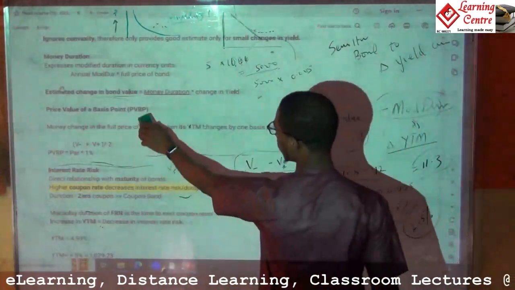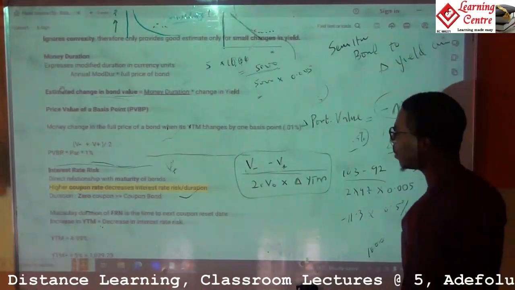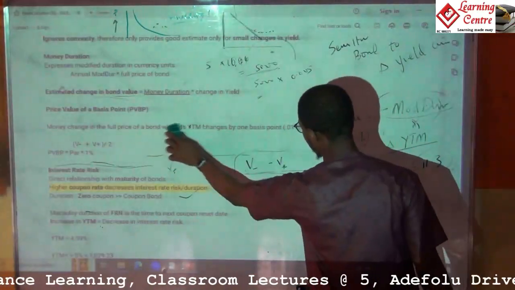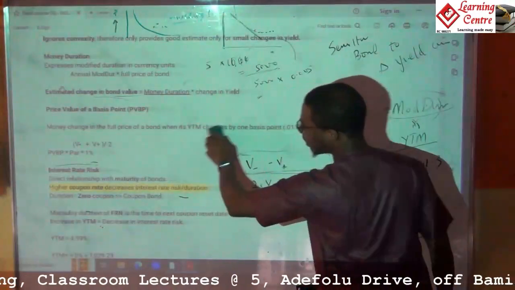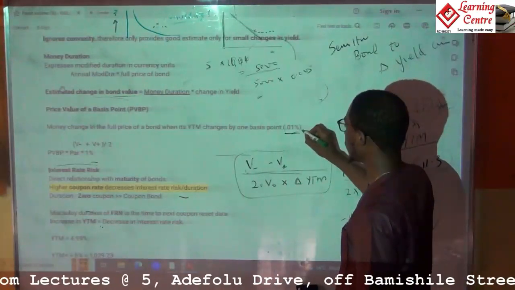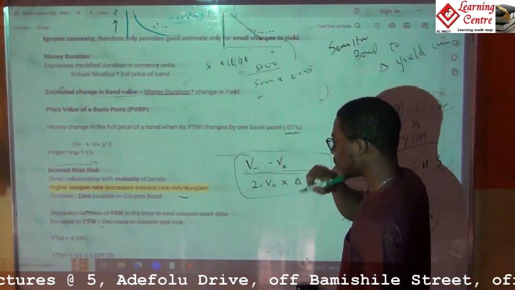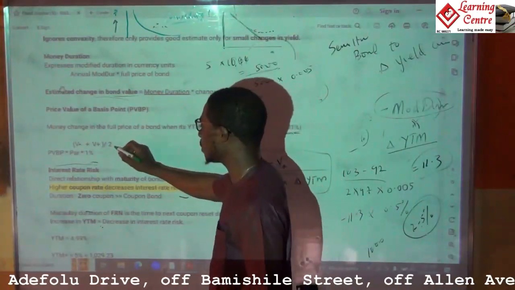Okay, another thing is the price value of the basis point. It is the change in the full price of the bond when yield changes by 1 basis point. So we're not trying to value a 5 basis point change. We want to value a 0.01 change. So let's go back to what we've done before.